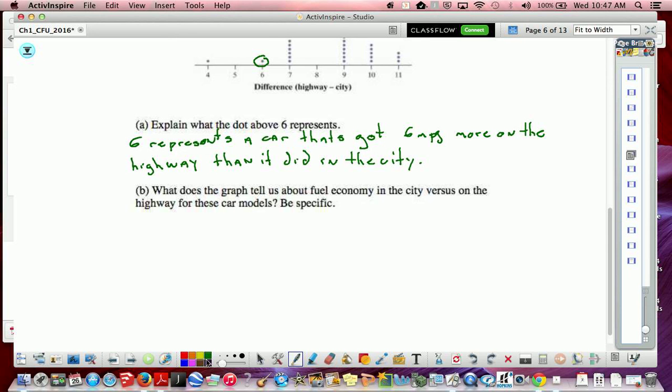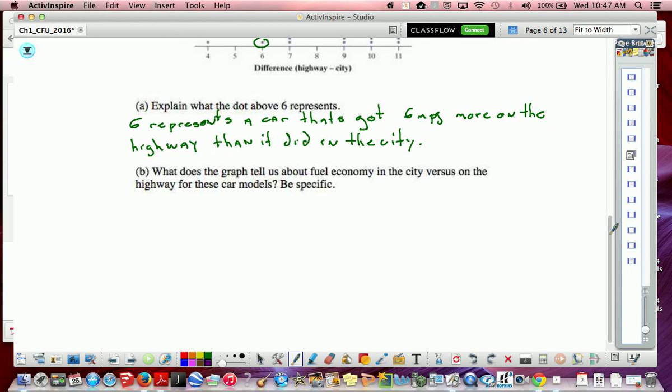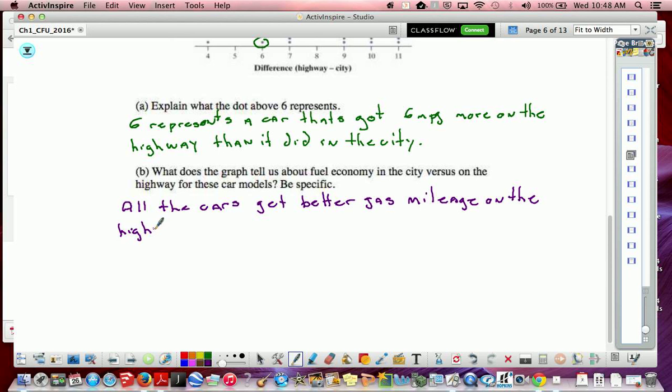Okay, let me move this up if I can just a little bit more. Makes it a little easier for me to write. So all the cars get better gas mileage on the highway than in the city.